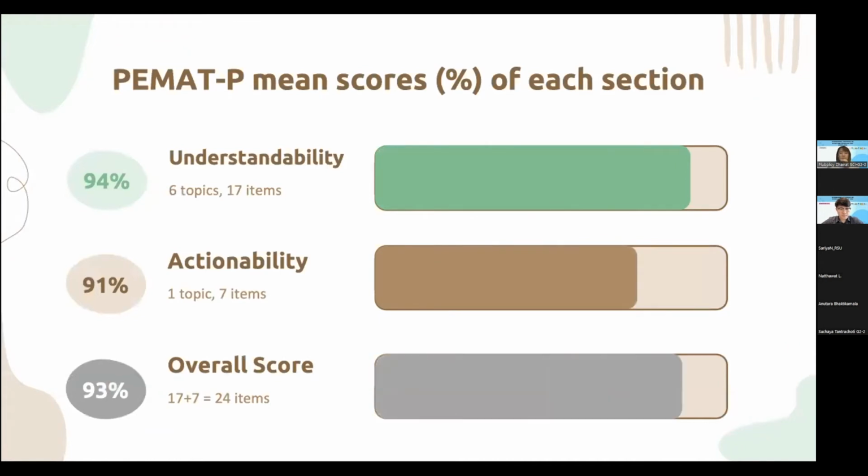Based on the PMAT-P evaluation criteria, we sent it to 9 experts. In the understandability category, the mean score was 94%. In the actionability category, the mean score was 91%. And from 24 subtopics, the overall score was 93%. This means our diagram is easy to understand and follow according to the principles of PMAT-P.